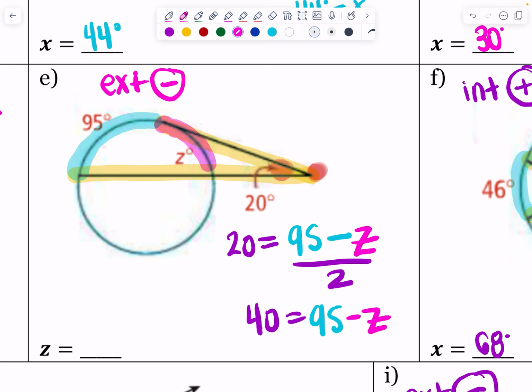So when I do 40 minus 95, that is going to give me a negative number, which is totally fine. I get negative 55 equals negative z. So what is z going to be? It's going to be equal to positive 55. Does that look like a 55-degree arc? Is that a good answer? It is. The measure of that arc is 55 degrees.